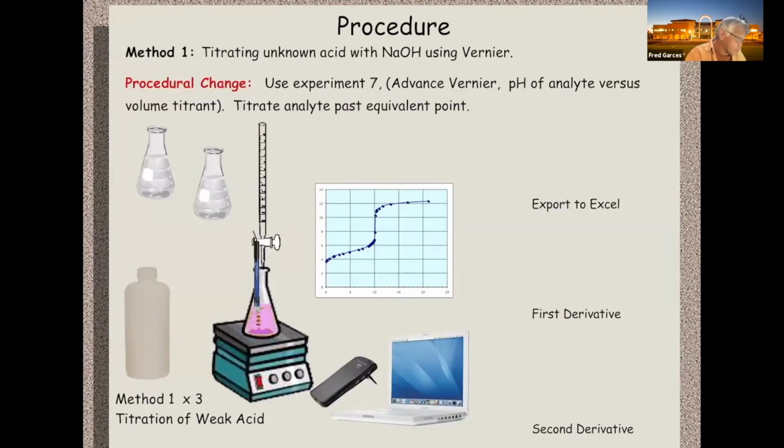Okay, so this is method one again. You're going to have your solutions that you prepared, and there are 3 of them. And then you guys are going to titrate using a pH probe connected to a Vernier.